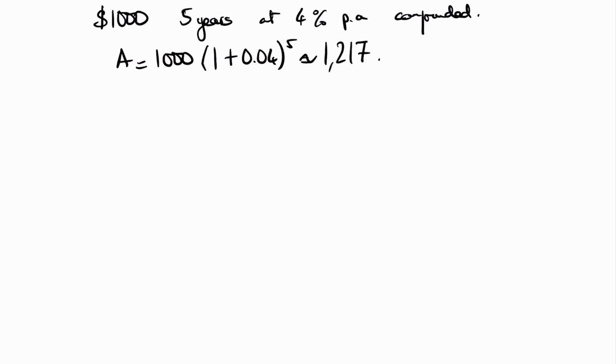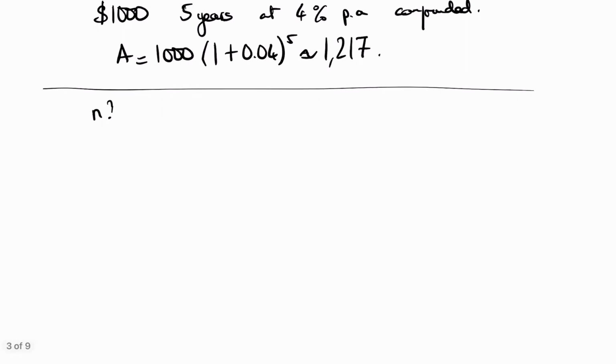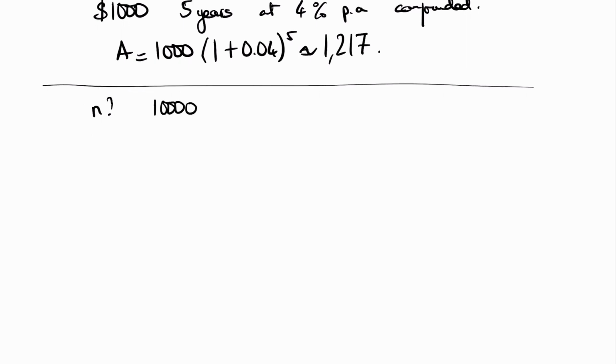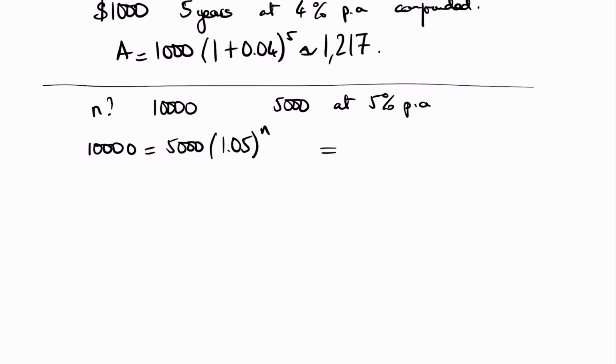Alternatively, you can get questions such as, how long is that going to take me? So how many years or periods is it going to take to get $10,000 if I invest 5,000 at 5% per year? That's a slightly different calculation. We need to solve the equation 10,000 = 5,000 times 1.05 to the power of n. That means 1.05 to the power of n equals 2, which is an exponential equation.